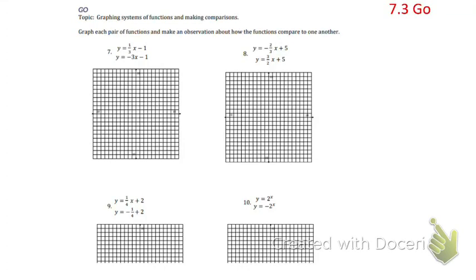In the 7.3 Go, you're going to be graphing a pair of functions. You're then going to be asked to make observations about how the functions compare to each other. When we do this, we're going to be looking for ideas. Are they parallel? Or are they perpendicular?